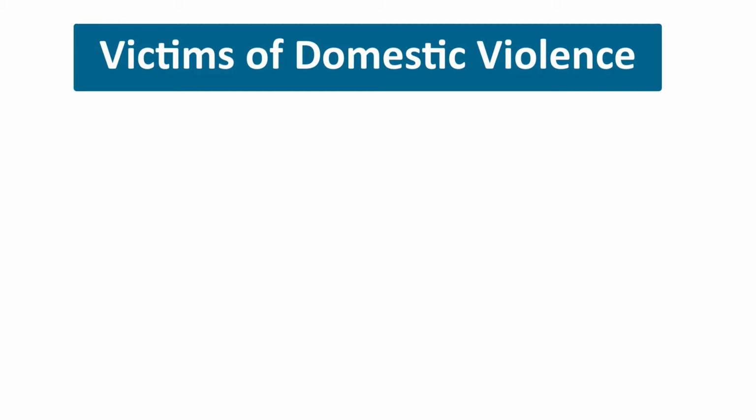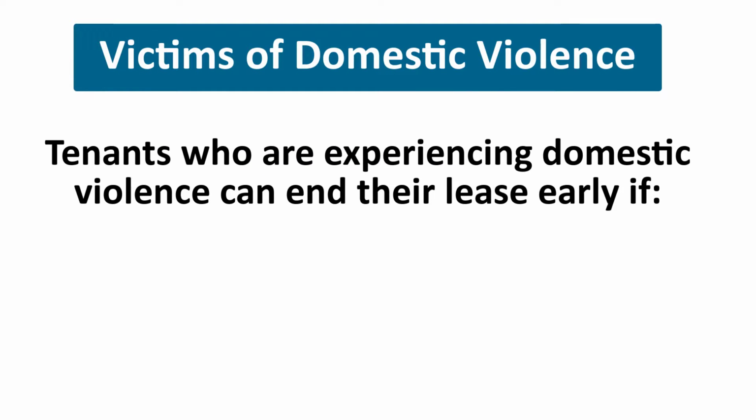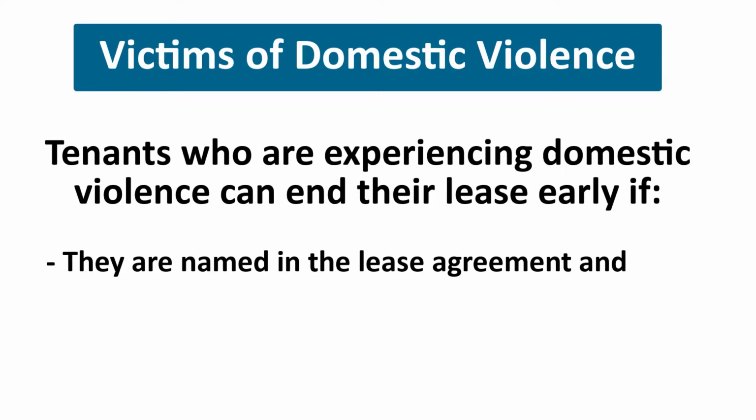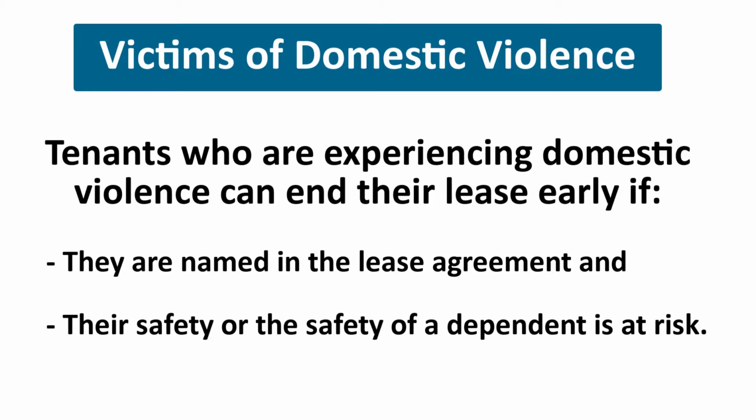Domestic violence is one special circumstance where a tenant can end their lease early. In August 2016, changes to the RTA were made, giving tenants who are experiencing domestic violence a way to end a lease early without financial penalty. The tenant can apply to end a lease if they are named in the lease and their safety or the safety of a dependent is at risk. A dependent can be a child or a protected adult, which means an adult who has another person make decisions with or for them according to a court order under the Adult Guardianship and Trusteeship Act.